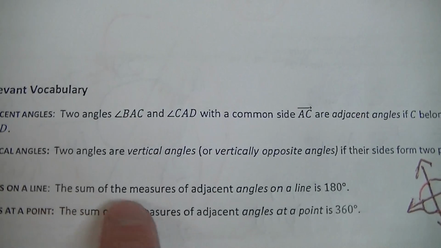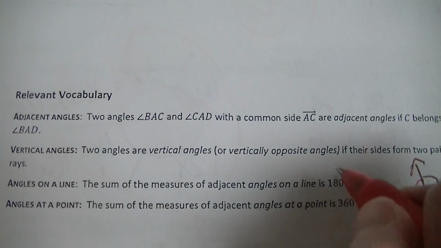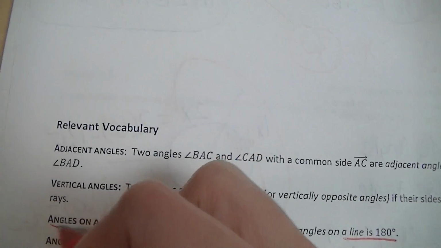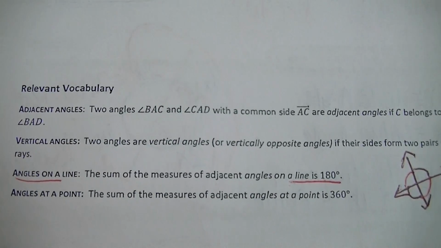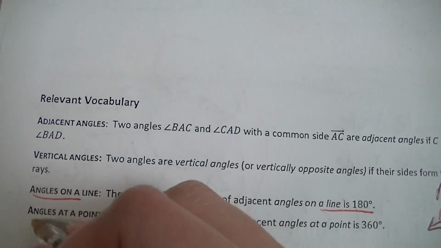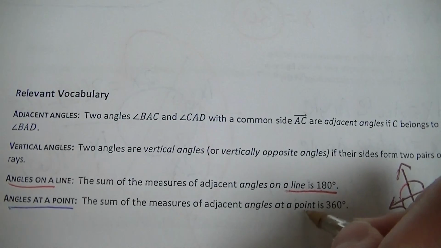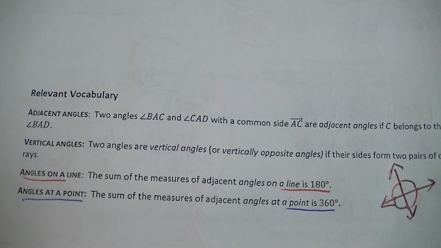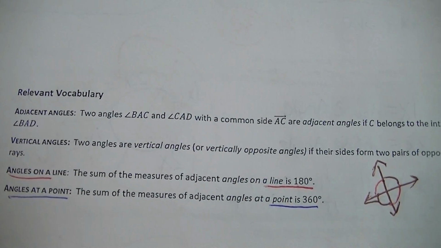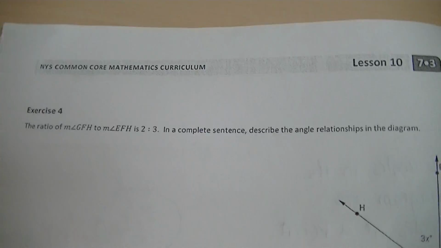Angles on a line. The sum of the measures of adjacent angles on a line is 180 degrees. Angles on a line equal 180 degrees when you add them all together, okay? Angles at a point add up to 360 degrees. Please remember that, alrighty? Okay, now to the example.